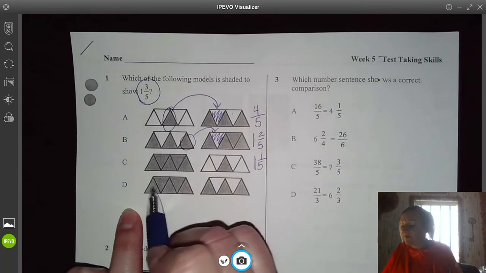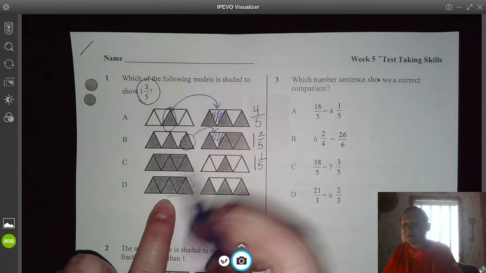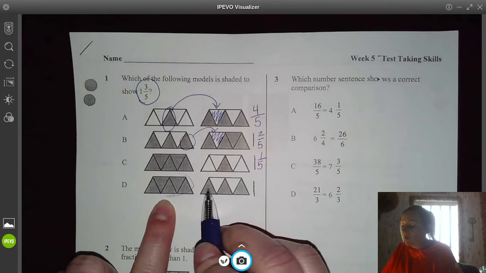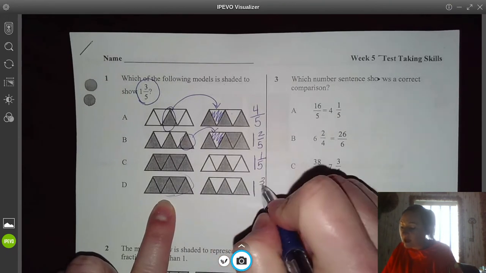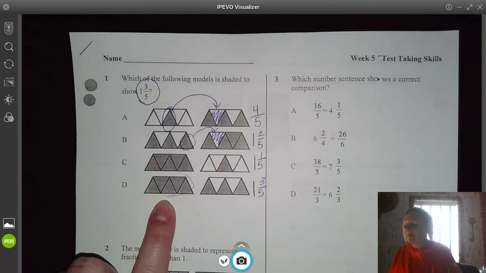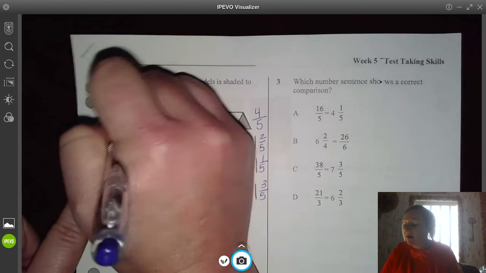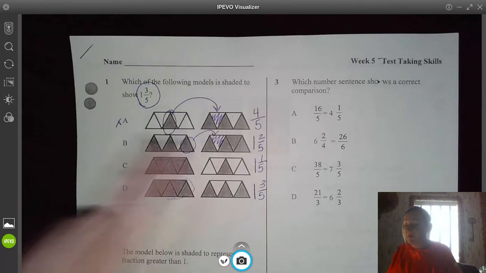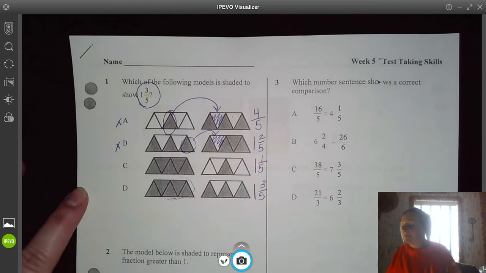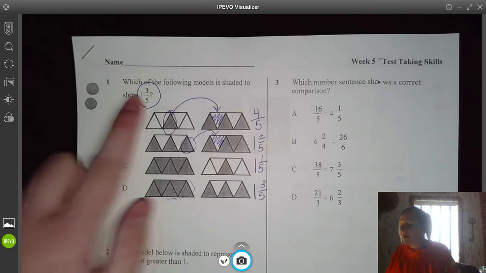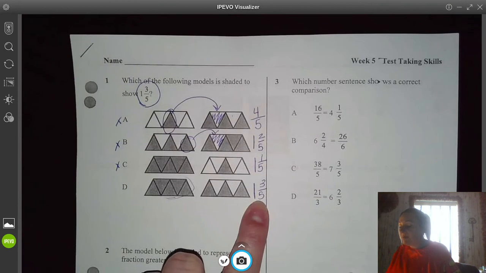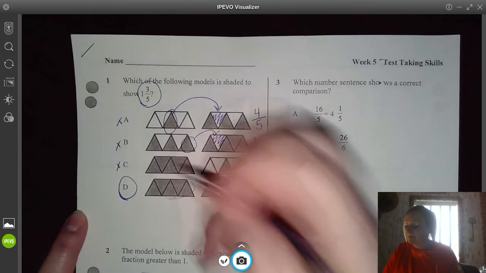And here I have, this represents 1 whole. So the whole thing is shaded. And 1, 2, 3. 3 shaded out of the 5. So 1 and 3/5, not A. 1 and 2/5, that's not B. 1 and 1/5, nope. And 1 and 3/5, yes.